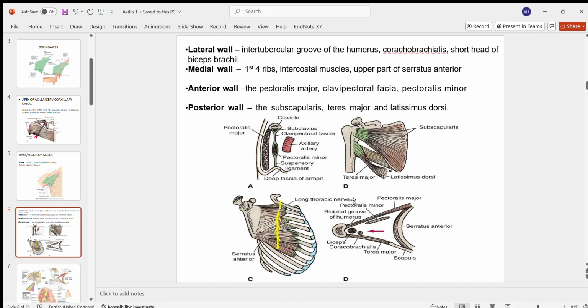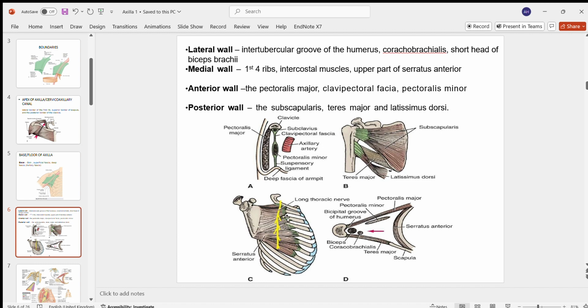Now the lateral wall of the axilla is formed in this area where the humerus lies. So this is the lateral wall of axilla, which is the area of the intertubercular groove of the humerus and the muscles attached, which are the coracobrachialis and the short head of biceps brachii. The medial wall of axilla is formed by the first four ribs, their intercostal muscles, and the upper part of serratus anterior muscle. As we know, serratus anterior muscle is attached to the first 8 ribs via 8 digitations. The first 4 ribs along with the intercostal muscles and the serratus anterior muscle attached here form the medial wall of axilla.